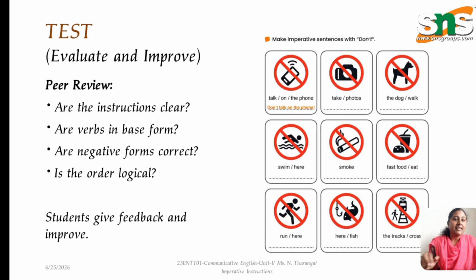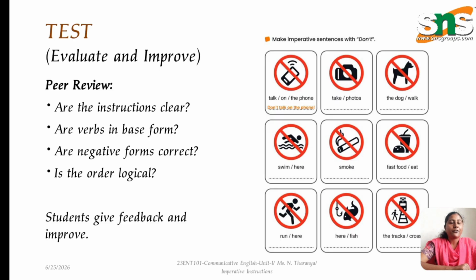Here in this slide we can see some imperative sentences that start with don't. Don't talk on the phone. Don't talk on mobile phones while you are driving. We have seen these signs: don't drink and drive, don't use mobile phones while driving. These kinds of instructions are commonly seen on the roadsides. When we are going on a service road or an NH, we can see these signs often. So, this is one example of an imperative sentence.